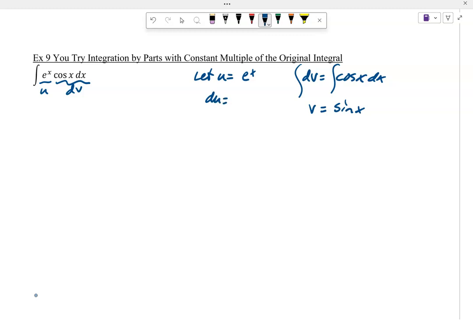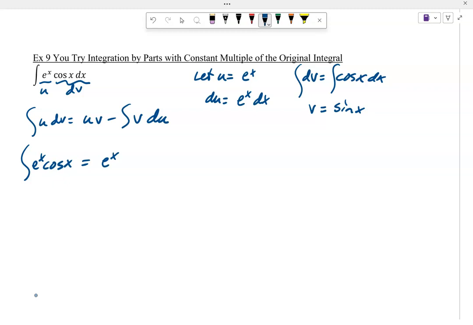So du would be ln e to the x. Again, ln e is just 1, so e to the x. So the integration of u dv is uv minus the integration of v du. So the integration of e to the x sin x is uv minus the integration of v du.